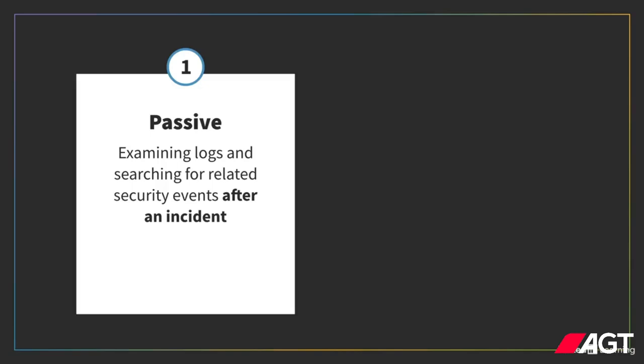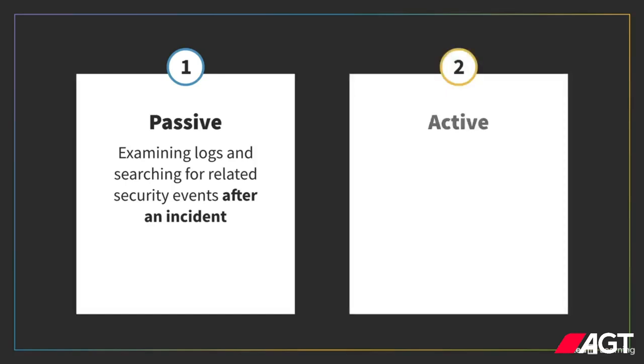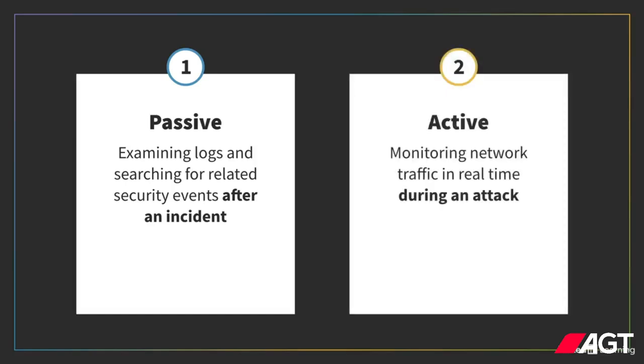In network forensics, a passive approach is to examine network logs and search for a series of related security events to detect an intrusion after a cybersecurity incident. A more active method is to monitor network traffic in real time to catch attacks while they are underway. We call this more proactive method active intrusion detection.